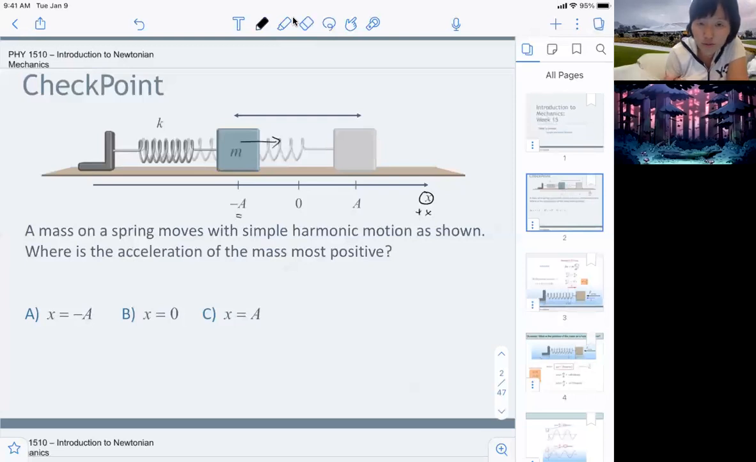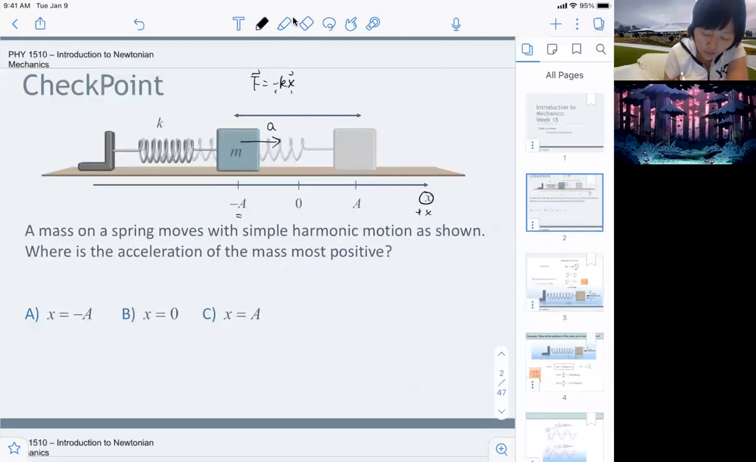So that one we know. Also, according to Hooke's law, right? You know that your force is always the negative of your displacement. So here the force is to the right, so acceleration is to the right. And to the right is positive.